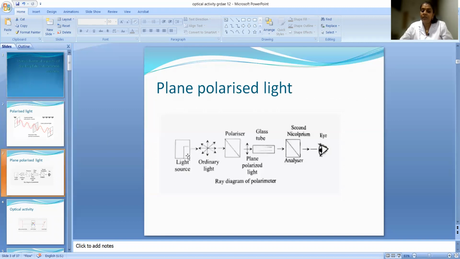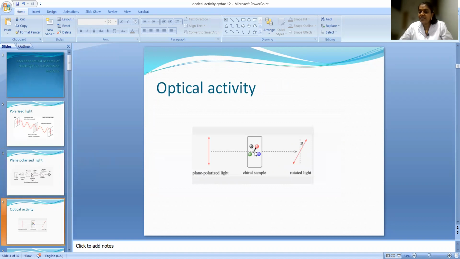Look, here we have an ordinary light source, and that light is passing through the polarizer, that is our Nicol prism, and then we get plane polarized light which has vibration in only one direction. And when you pass this plane polarized light through a glass tube which contains a substance, if the substance is optically active, then what will happen? It will rotate the plane of the polarized light through a small angle. So that is called optical activity.